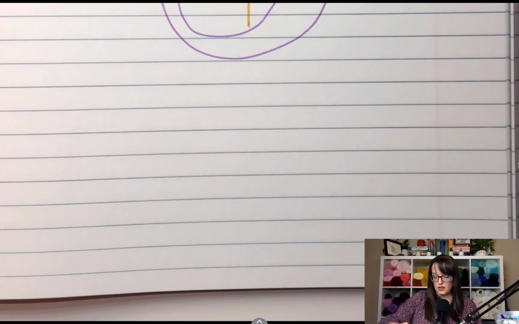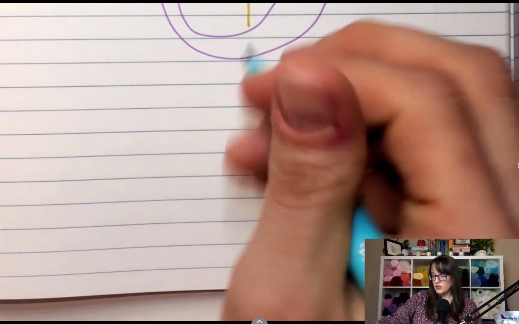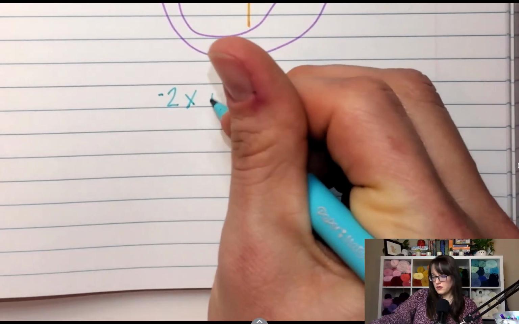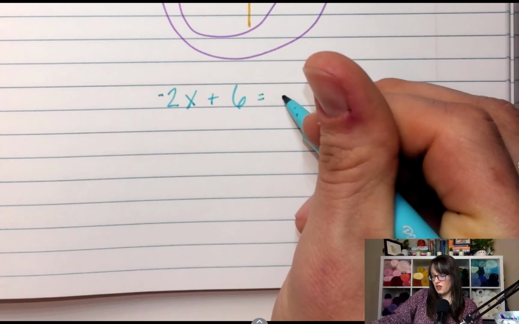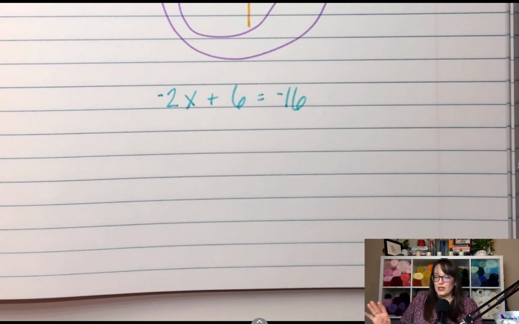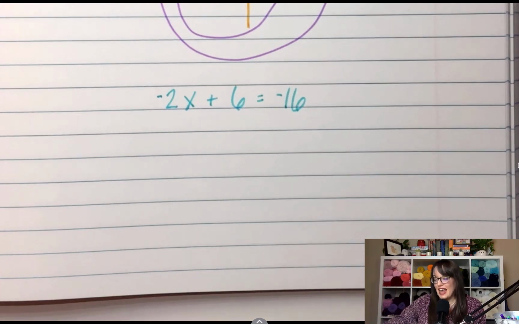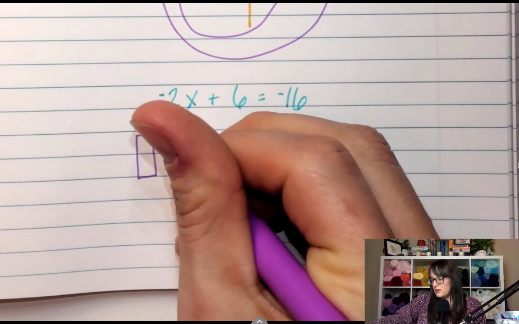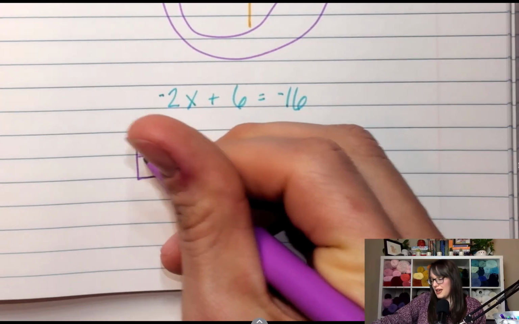Last one. If I have negative 2x plus 6 equals negative 16. With this one, are my x's positive or negative? The x's are negative. So when I do my 2 boxes, I'm going to put negative x.